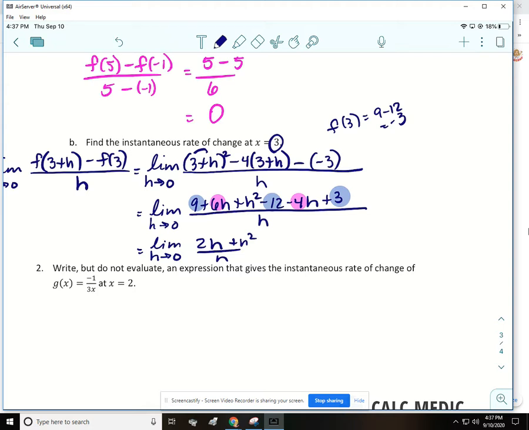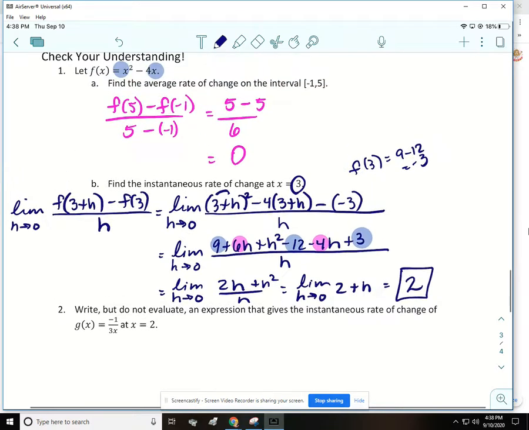Because they all have an h, I can divide through by h. Once I get that h out of the denominator, I can plug in my 0, and when I do, I get 2. That's it. So what that means is the instantaneous rate of change, or the slope of that curve when x is 3, is going to be 2.